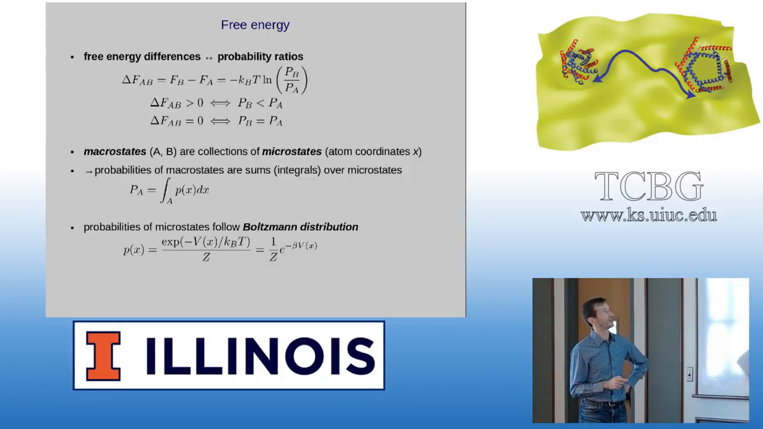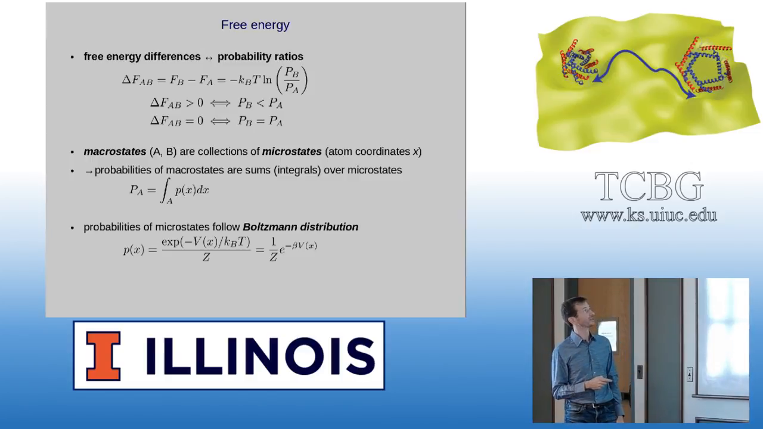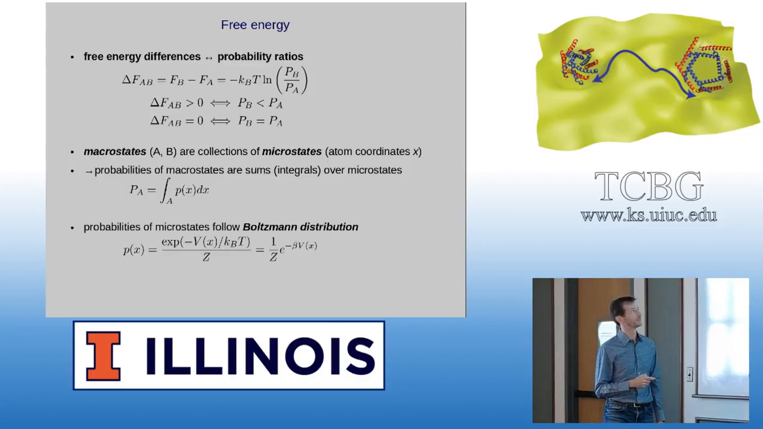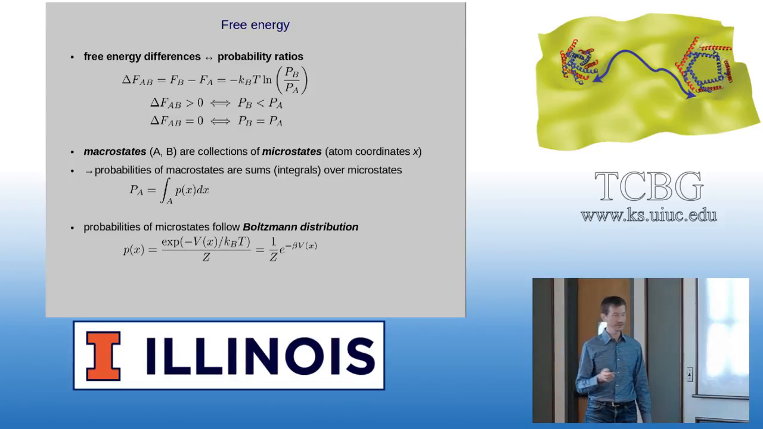So what do we start with? Really, the use of free energy is to determine the probability of different states. The difference in free energy is really the interesting quantity rather than a free energy by itself, right? And it's connected to a ratio of probabilities by this log relationship. Positive free energy from state A to B means that state B is less probable, and equality of the probabilities means that the difference in free energy is zero.